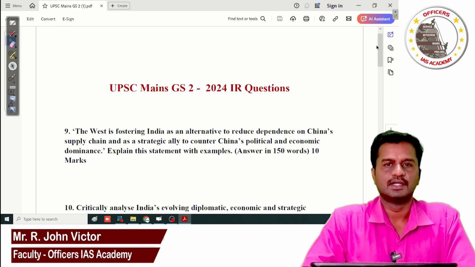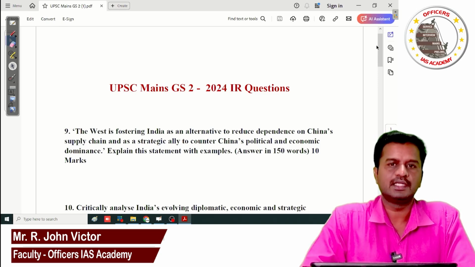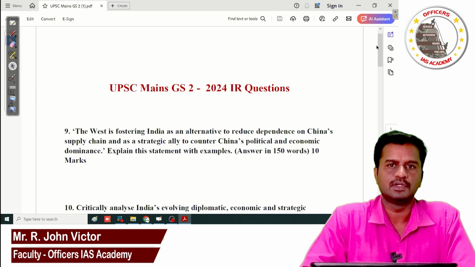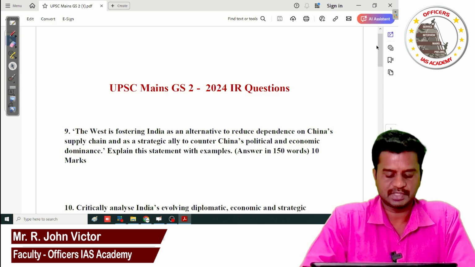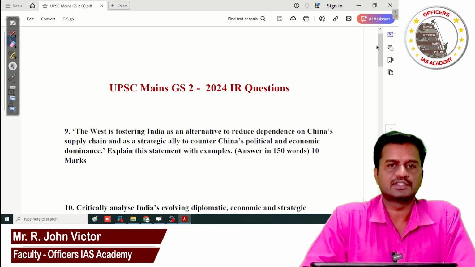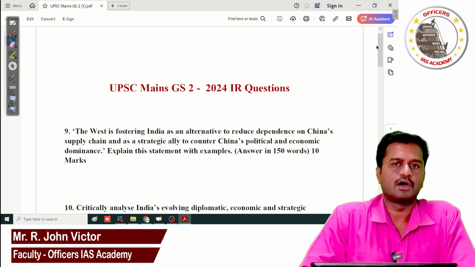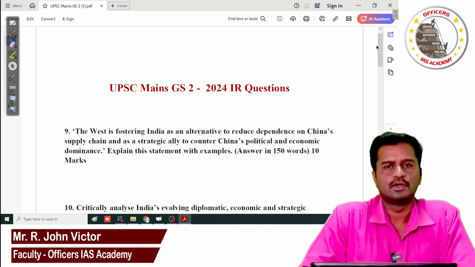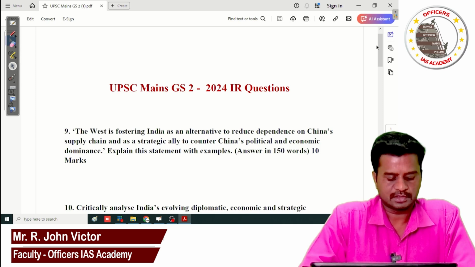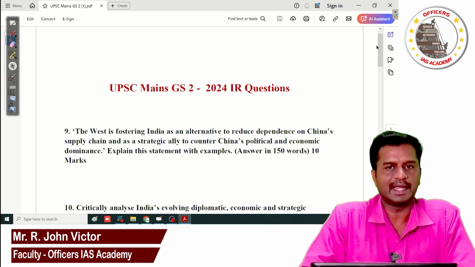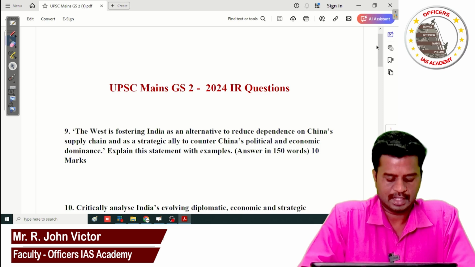Hi friends, we are going to solve the answer key for UPSC 2024 Mains GS Paper 2 International Relations subject. As you may be aware, 4 questions are asked from International Relations under Paper 2. 2 questions are of 150 words, 2 are for 250 words. Before solving the answers, I would like to share with you some basic and important guidelines regarding answer writing.